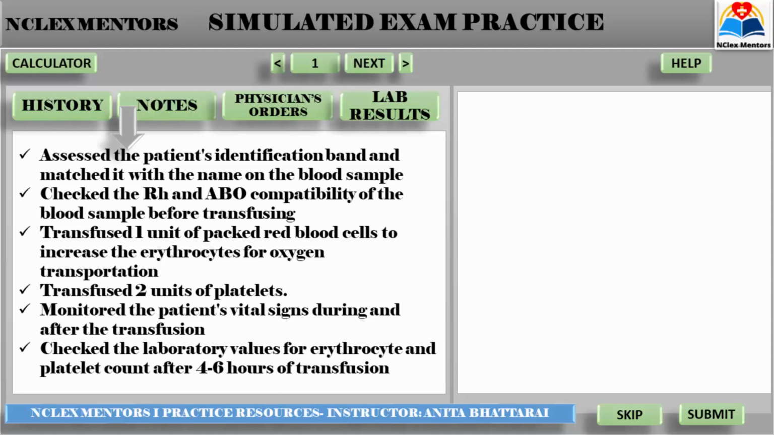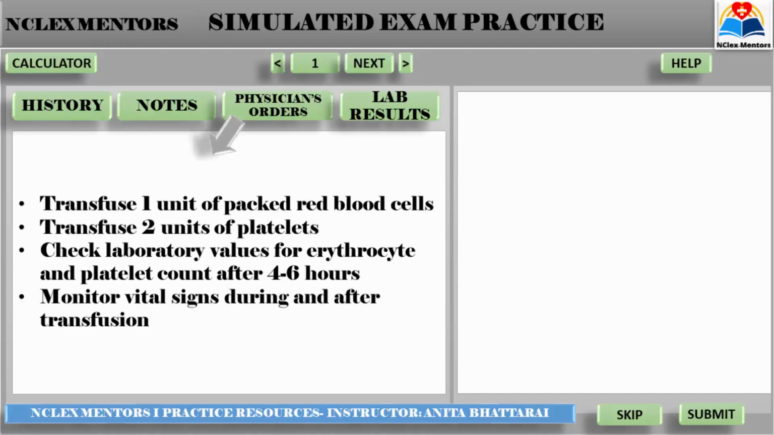Monitored the patient's vital signs during and after the transfusion. Checked the laboratory values for erythrocyte and platelet count after 4 to 6 hours of transfusion. To understand the scenario in depth, let's see the Physician's Order tab. The following points are mentioned here.